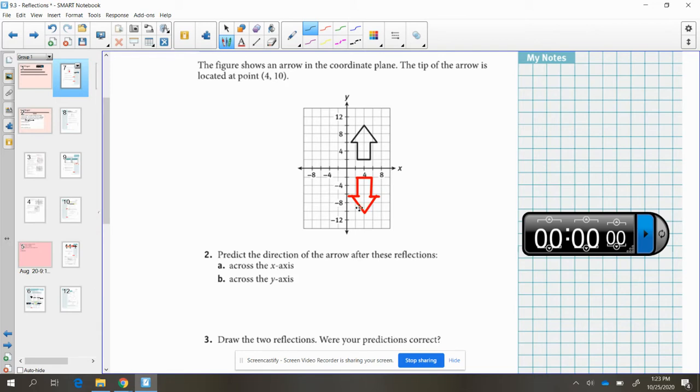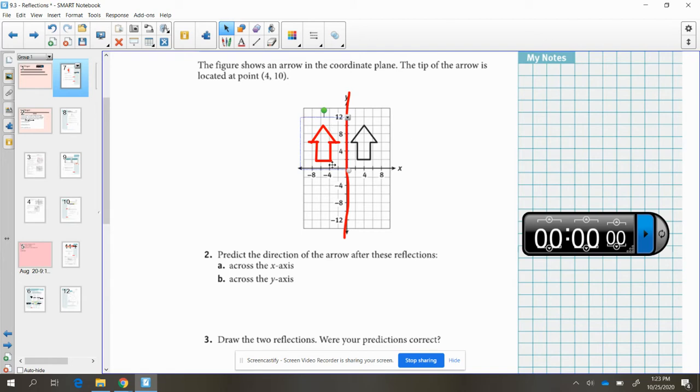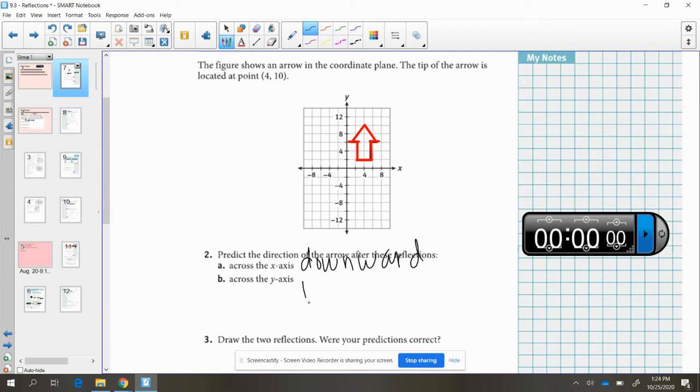On the other hand, what do you think happens when we reflect it across the y-axis? Well, our y-axis is right here. If we reflect it over that, it's going to flip over it, and it's actually still going to be facing upward. It's going to be the same distance away from that axis as the original was. So we have downward for our flip across the x-axis, but the second one, the flip across the y-axis, was up.